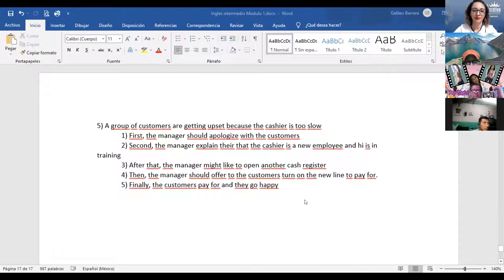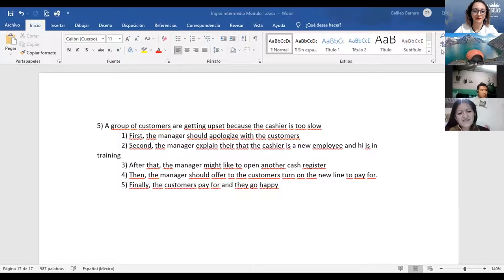Van a leer ustedes. Wendy. Okay. After that, the manager needs to open another cash register. Then the manager should offer the customers to join the new line to pay. Finally, the customers pay and they go happy. Okay, thank you everyone. They look very good, good ideas.